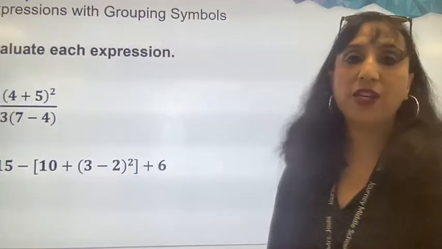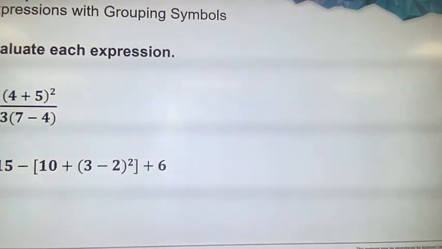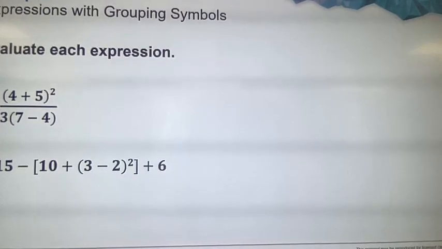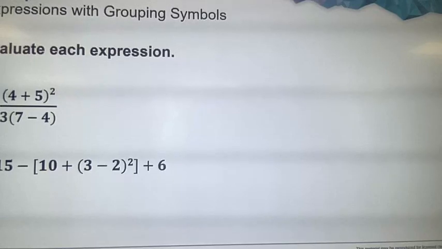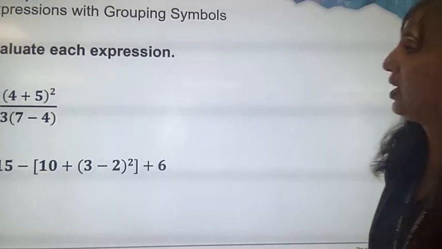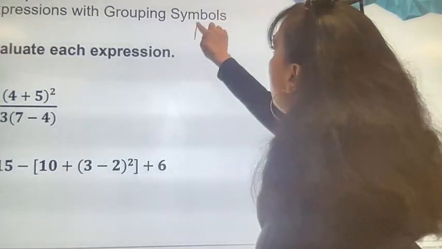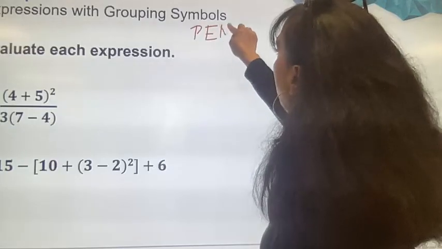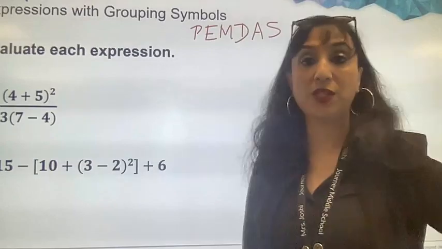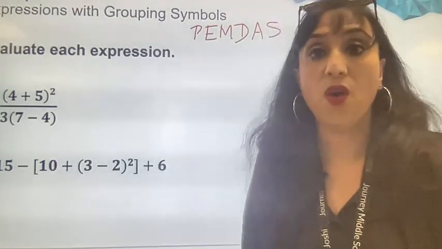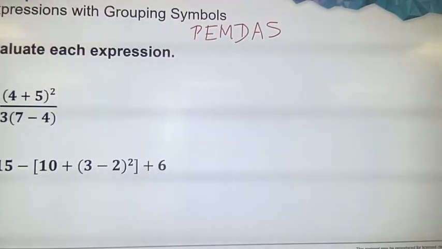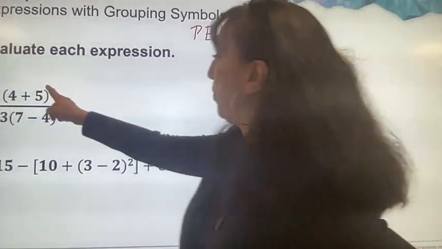All right. Let's evaluate these expressions. I have two expressions over here, so I'm going to evaluate each of these using the right grouping symbols. Okay, so let's start with the first one. We always in the beginning go ahead and write PEMDAS, so we know exactly what to look for. First thing we need to look for is parentheses or the grouping. So yes, we do have grouping going on over here.